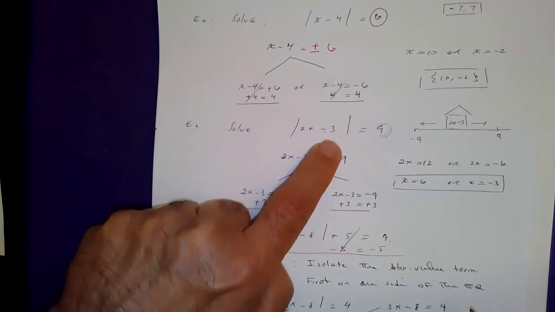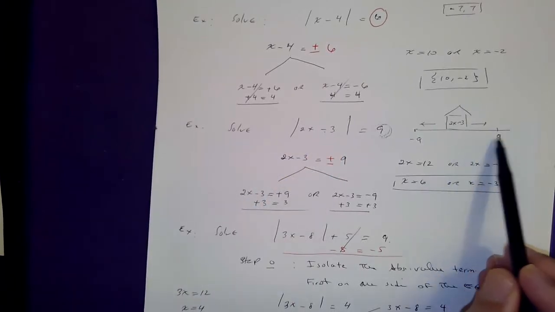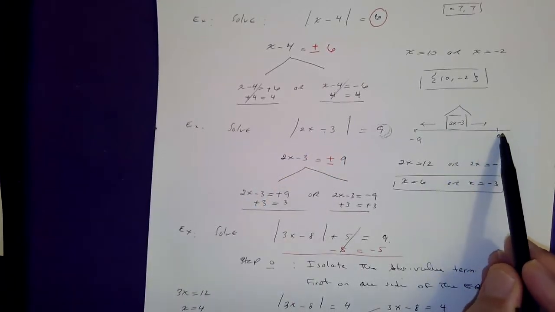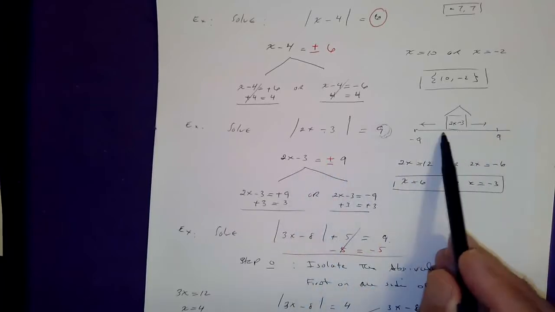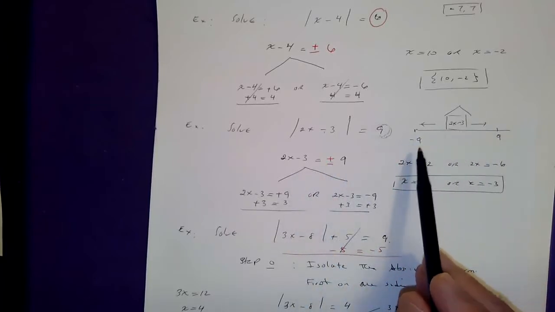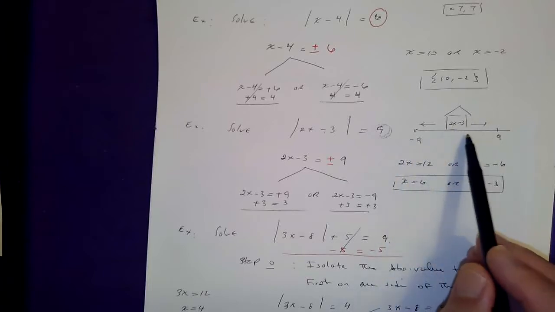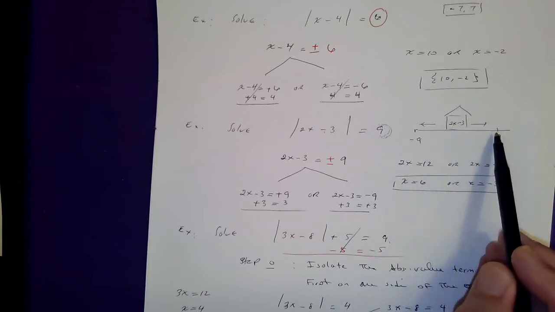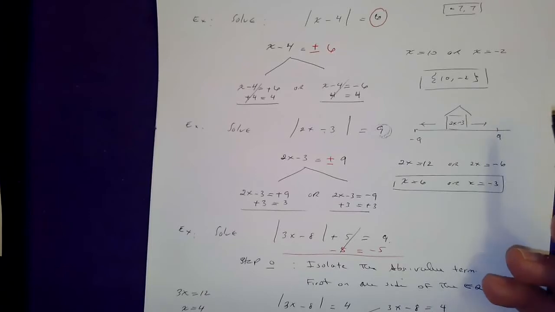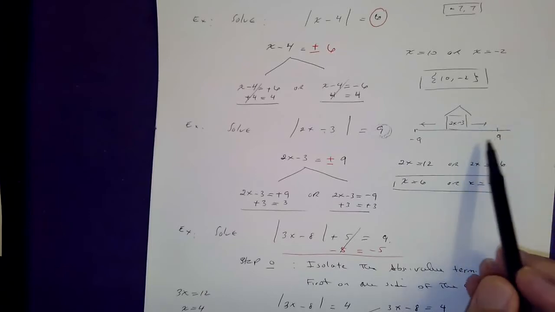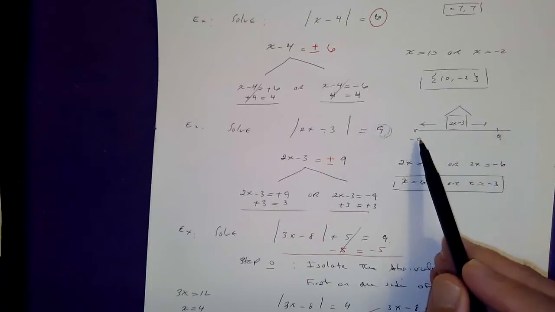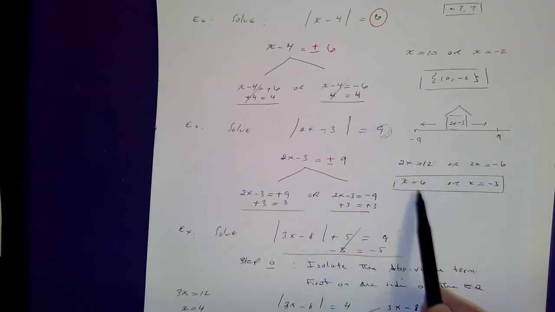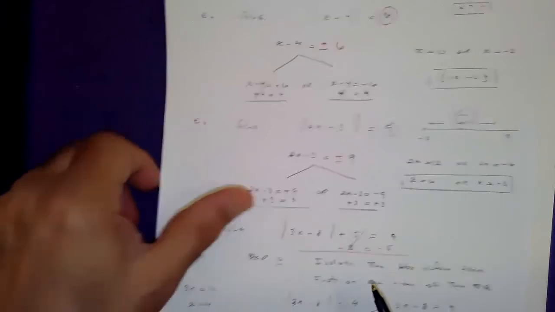In other words, 2x minus 3 can be 9 units to the right side of the house, or 2x minus 3 can be 9 units to the left side of the house. In other words, the owner of the house can walk or ride his or her bike 9 miles to the, I don't know, east of the house and 9 miles to the west of the house. So that's why we get these two answers. All right.